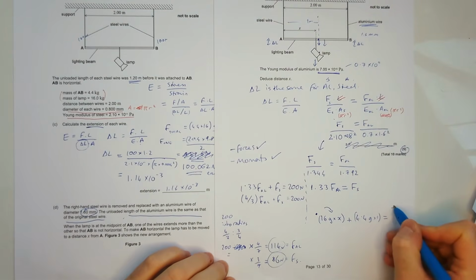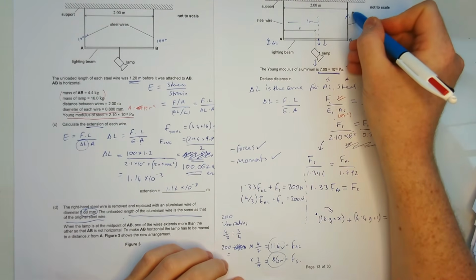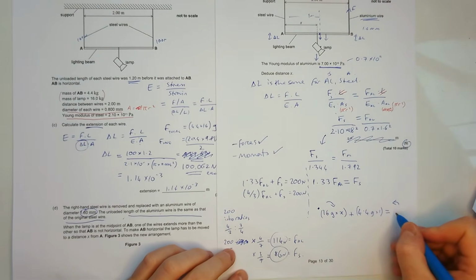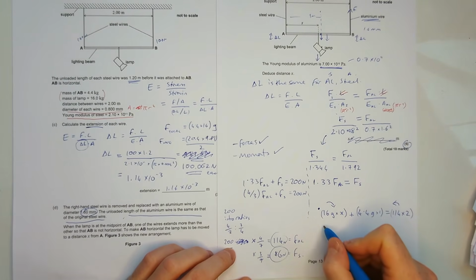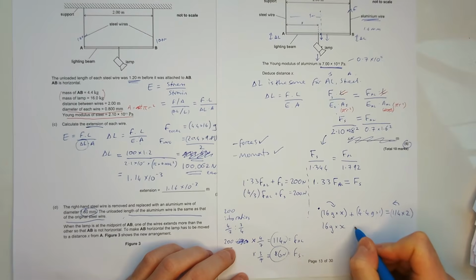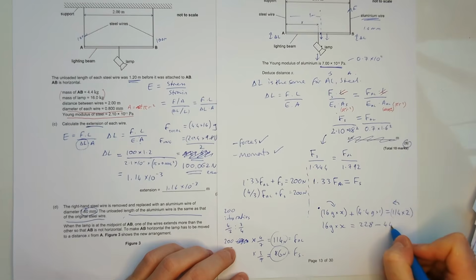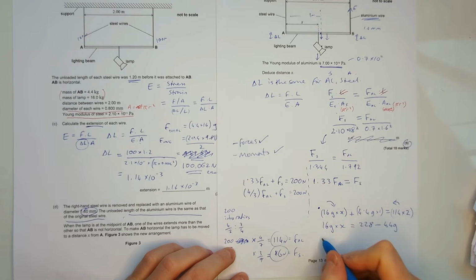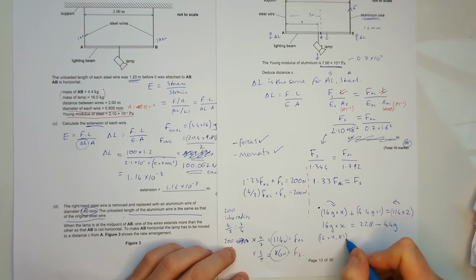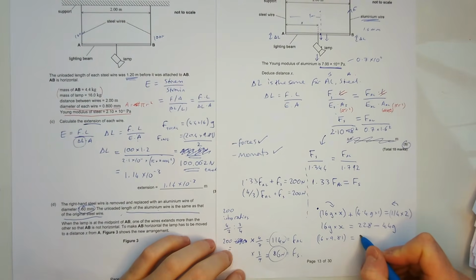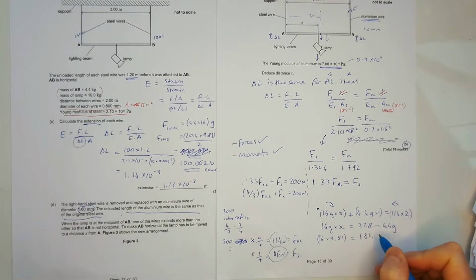anti-clockwise moments. Our anti-clockwise moments are going to be our newly calculated force, which is the aluminium wire up here, which we said was 114. So 114, and that's 2 meters away from the other end. So let's make life a bit simpler. 16g times x is going to be equal to 228 minus 4.4g. If you sub in values for g, we've got 16 times 9.81 equals, and I've got 228 minus 4.4g, which is going to give us 184.836.